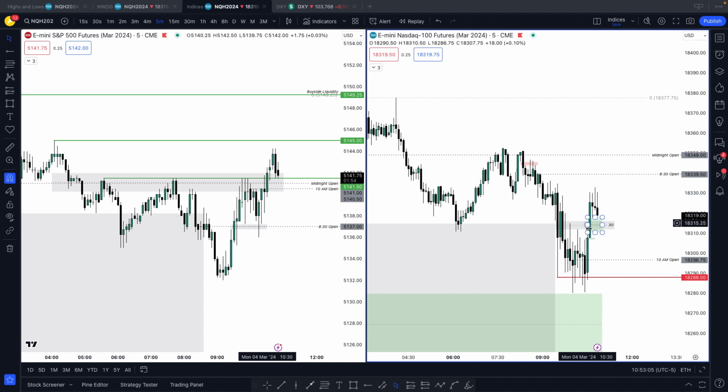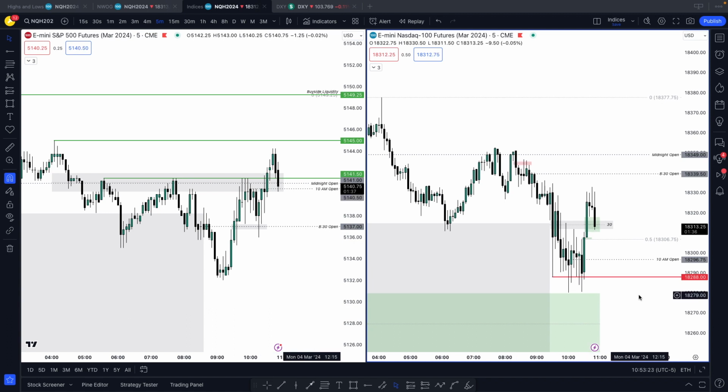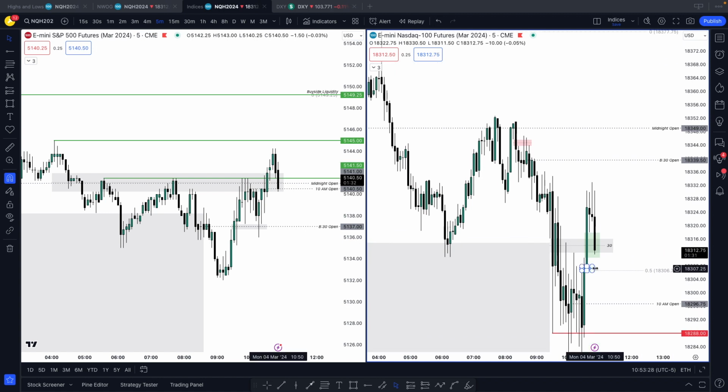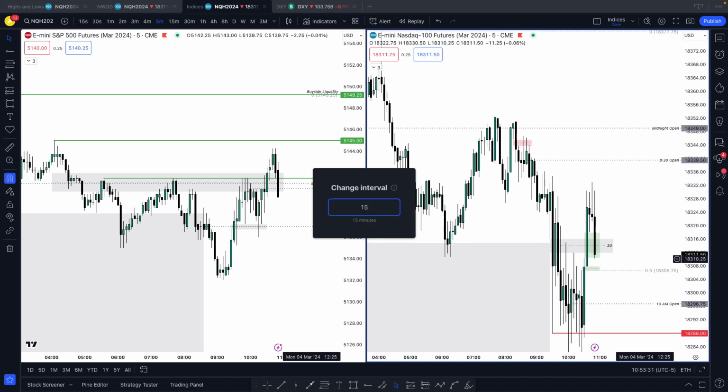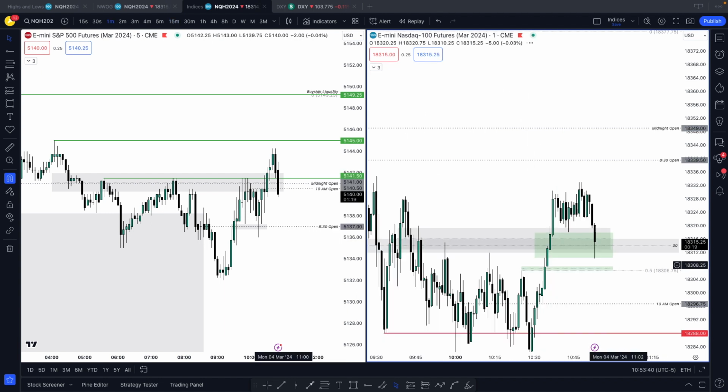Okay, let's see if we can draw back down into the 5-minute BISI here. Okay, there you go. And there's another inefficiency below as well. So I want to see if there's an effort to come back into a discount and trade into this lower inefficiency. And you have that high as well for a 15-minute immediate rebalance. So that's 18,308.